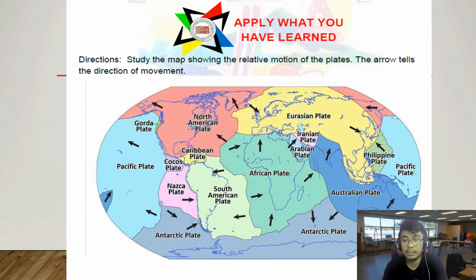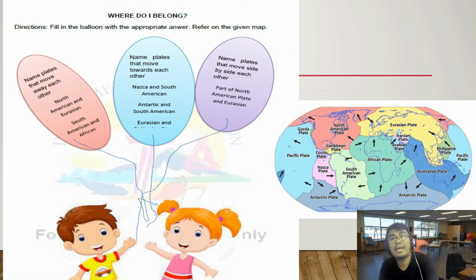And the activity is this. It's entitled Where Do I Belong? So in your paper, you need to have these 3 balloons, wherein you will complete them by providing the information which is required or asked in every balloon. For example, the blue balloon is labeled at the top part that you need to name the plates that move towards each other.